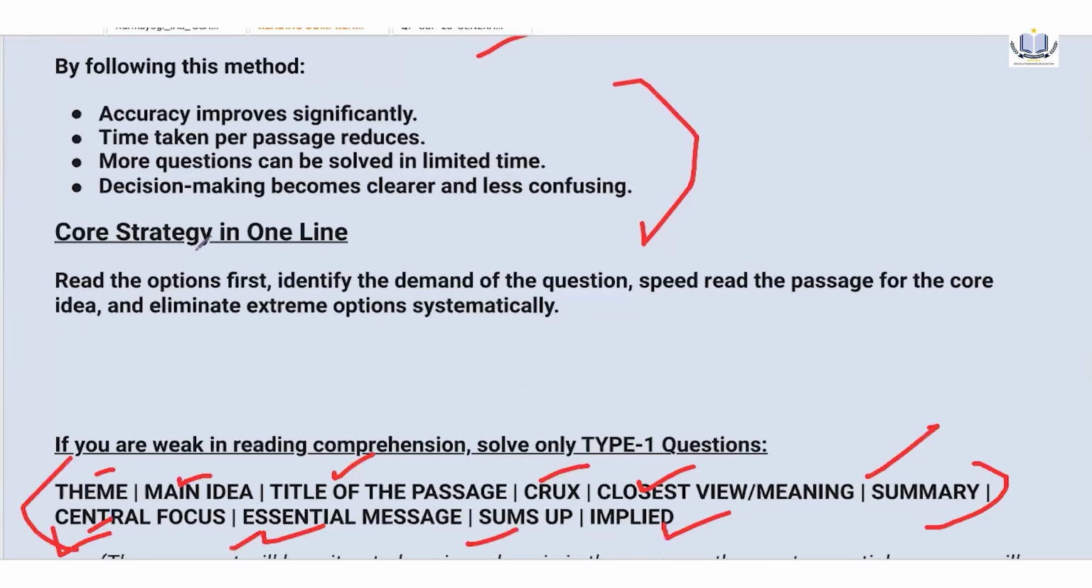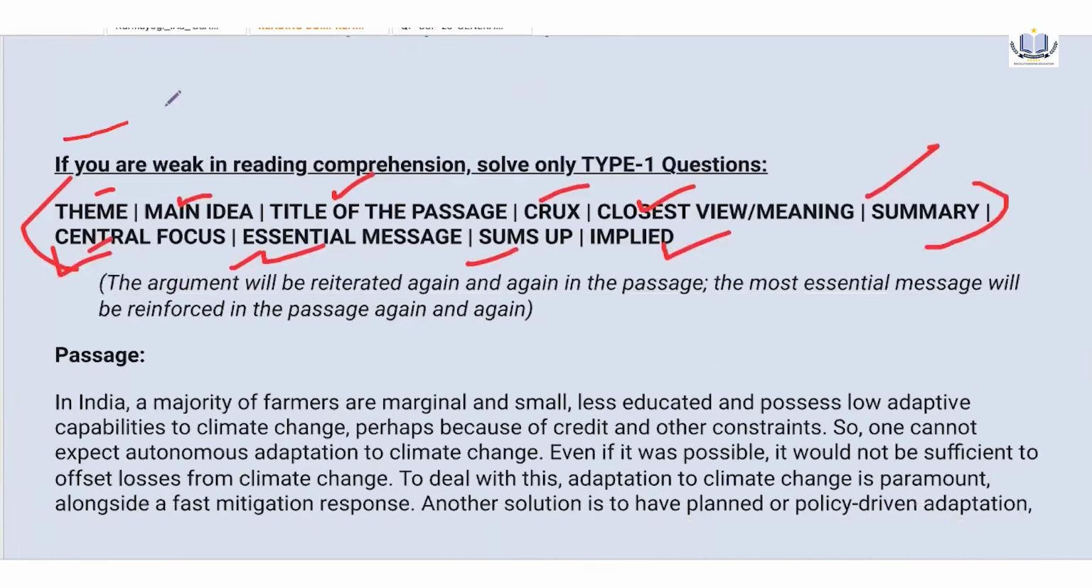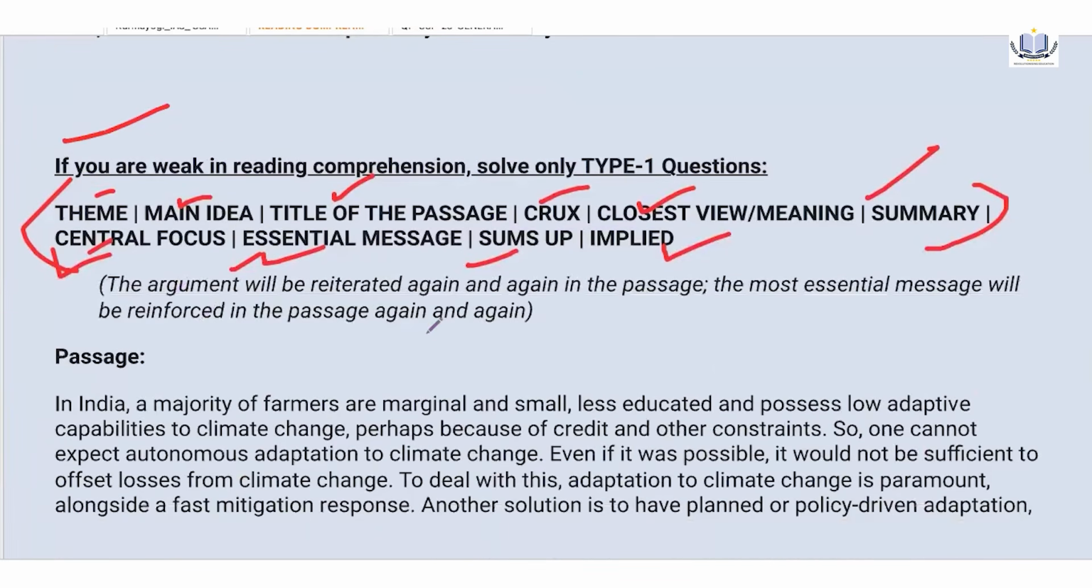So the core strategy in one line is: read the options first, identify the demand of the question, speed read the passage, don't focus on facts, don't focus on figures, and eliminate extreme options systematically so that your work becomes easier. When we try to solve the passage, we will be able to understand it better. So let's now see the type 1 kind of passage: theme, main idea, title, crux, closest view, meaning, summary, central focus, essential message, sums up, implied.